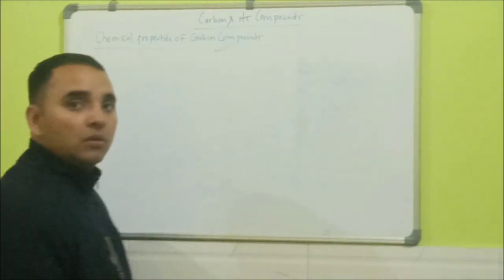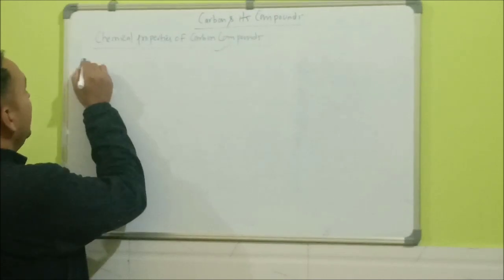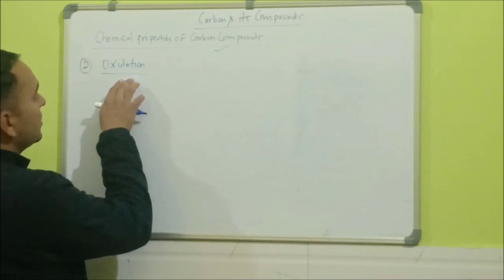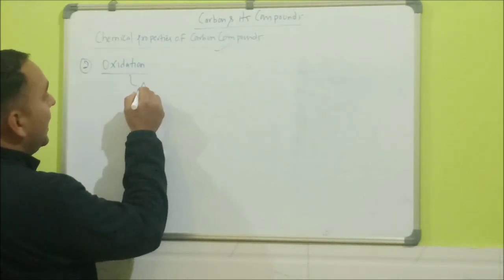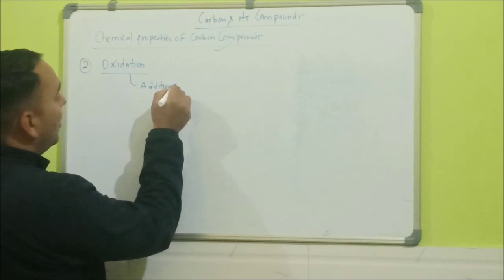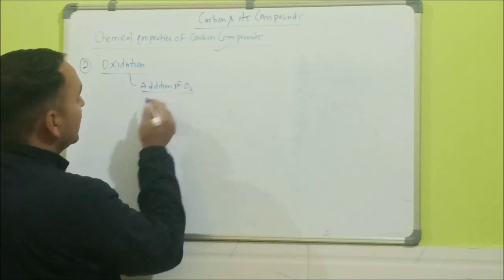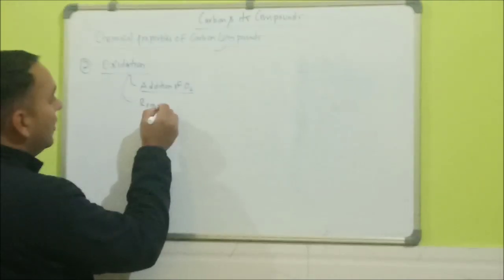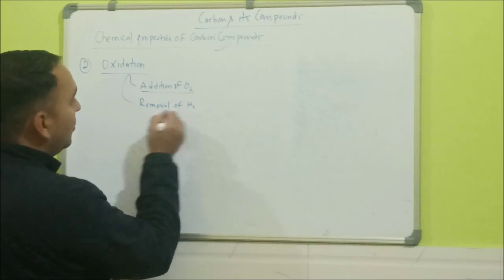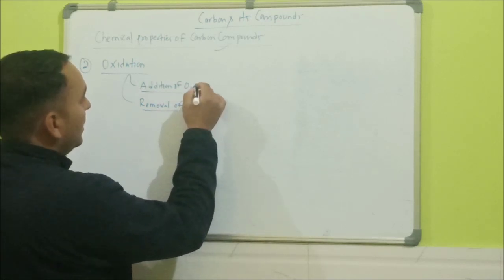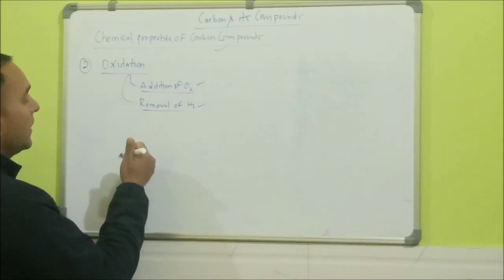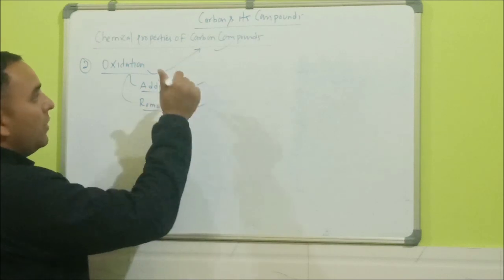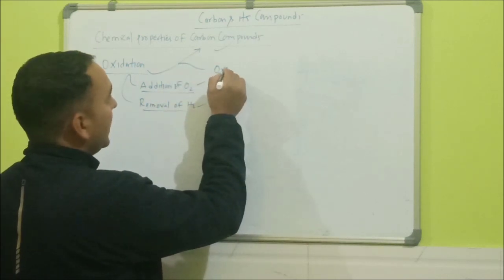Let us take now the second chemical property, that is oxidation. This oxidation process is all about addition of oxygen to the substance, or it is also said that if there is a removal of hydrogen from the substance during the reaction, the substance is getting oxidized. Now for the oxidation process for carbon compounds, we consider some oxidizing agents.